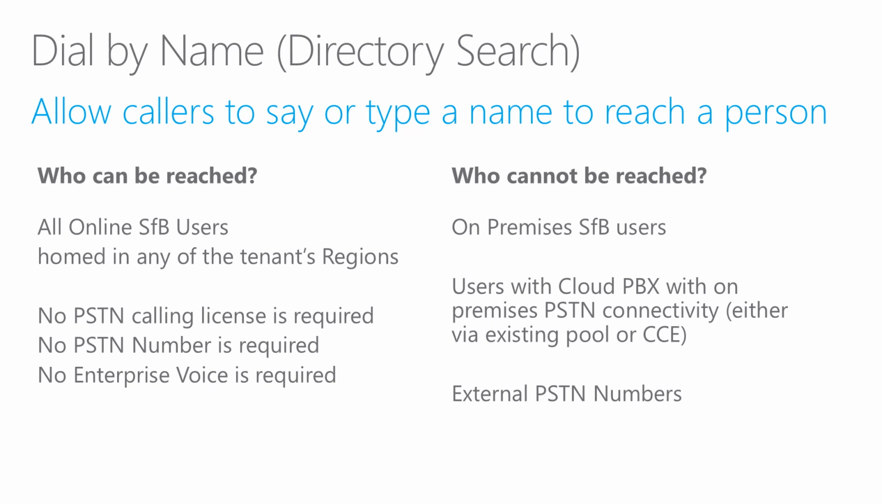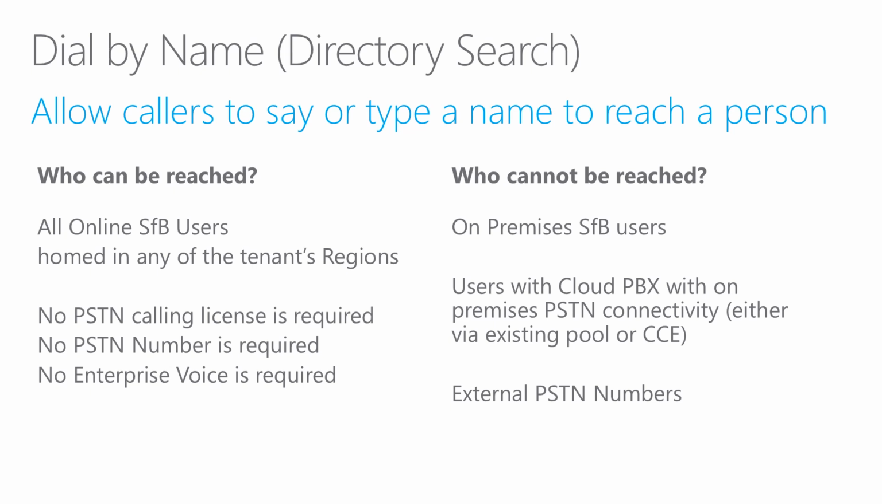So dial by name, who can be reached? The user has to be a Skype for Business Online user. If you're running hybrid and those users are on-prem, it doesn't work. They can be homed in any of the tenant's regions. There's no PSTN calling license required, no PSTN number, no enterprise voice. These users simply need to have a Cloud PBX license.